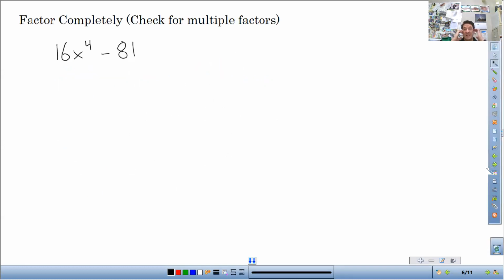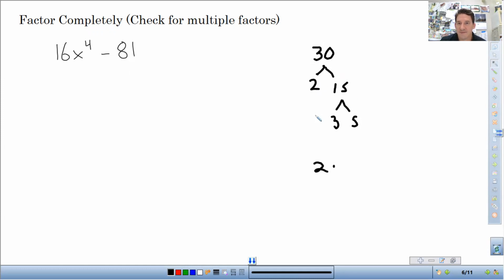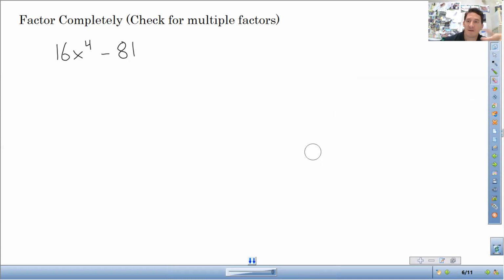The next thing we need to talk about is factoring completely. Sometimes there's more than one layer of factoring. If we were going to factor a number, something like 30, 30 factors into 2 and 15, and 15 factors again into 3 times 5. 30 has 2 layers of factoring, and 3 total factors. That's what's going to happen with these problems here. There's going to be multiple layers of factoring, more than just 2. So we're going to have to combine everything that we've learned so far about factoring. We have 16x to the fourth minus 81.